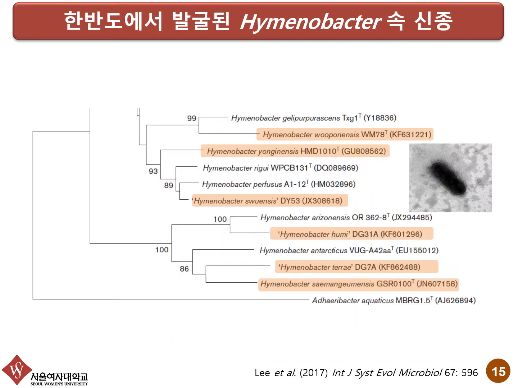And similarly, here is the phylogenetic tree of the Hymenobacter genus. There are several Hymenobacter species reported from our laboratory which have radiation resistance levels highly similar to Deinococcus. The popular ones are Hymenobacter swuensis, Hymenobacter humi and Hymenobacter terrae. They are very resistant to gamma radiation.